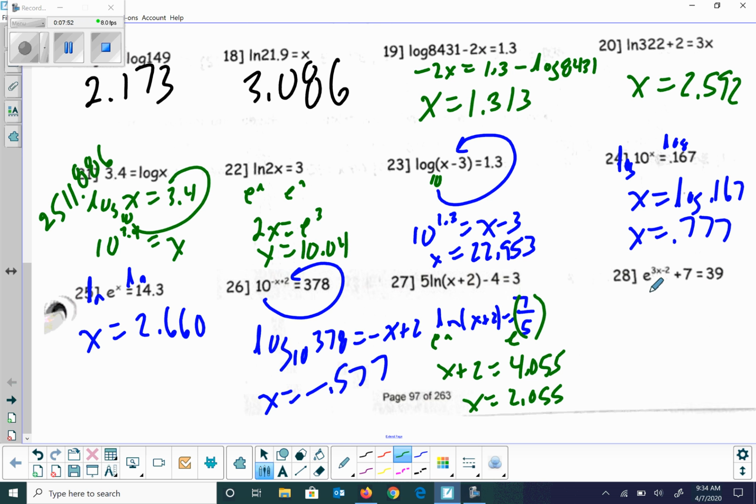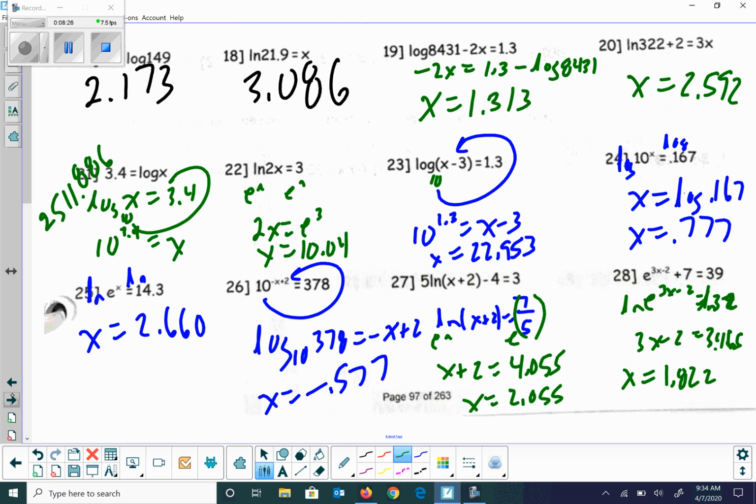This one I'm going to subtract 7 first. Natural log both sides because we're using e, so I get 3x minus 2 equals, oh, that should be a 32, sorry. Natural log 32 is 3.465. So add 2, divide by 3. So I get x is equal to 1.822.